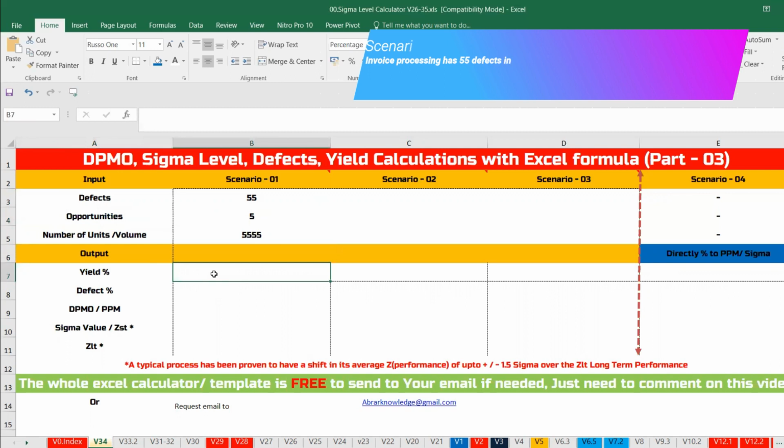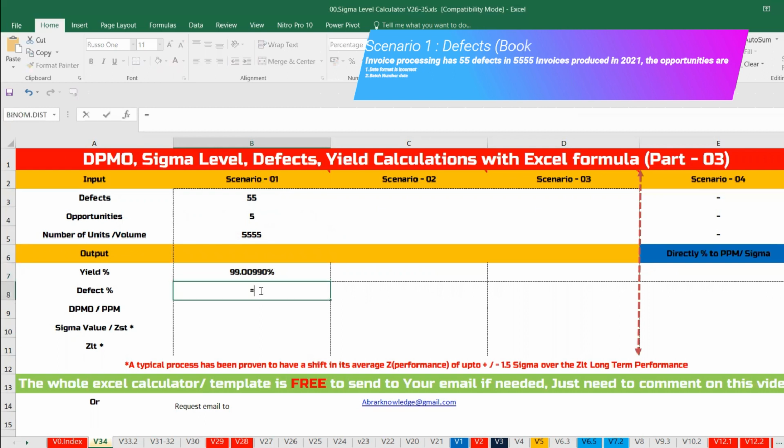How to calculate yield? Very simple. It is one minus defects divided by total volume, since we are talking about 100 percent. So this gives 99 percent. How much is the defect? It's very simple: 1 minus this value will give you the defect. And what is the value for this? Sorry, the DPMO value, defects per million opportunities.